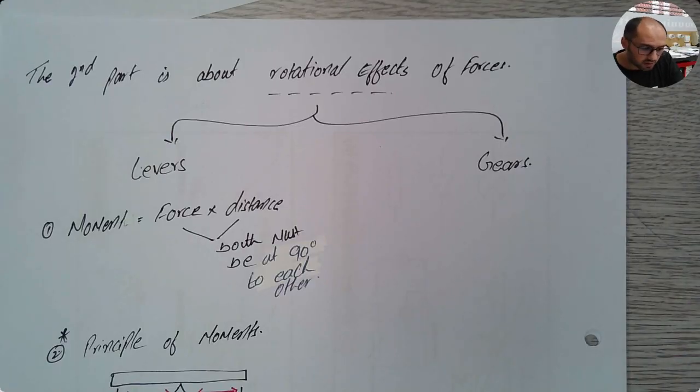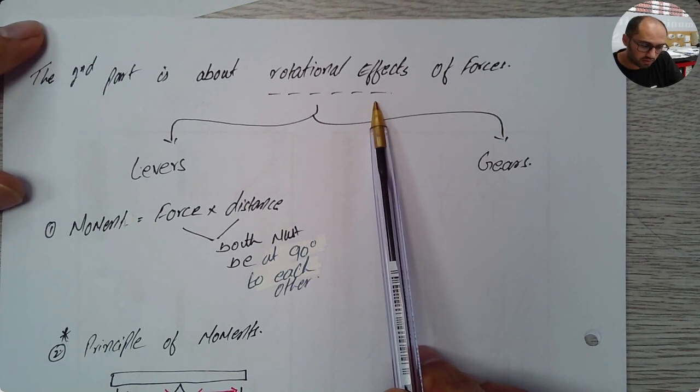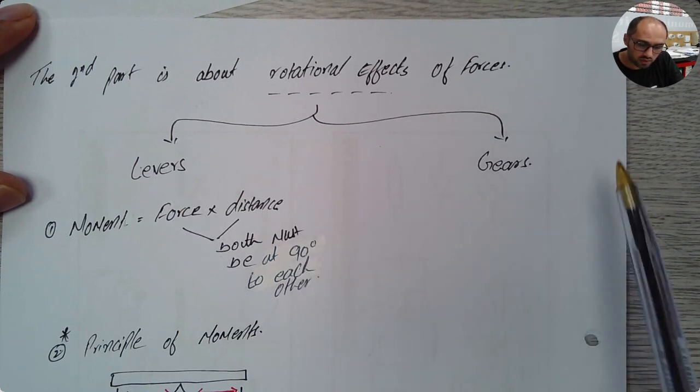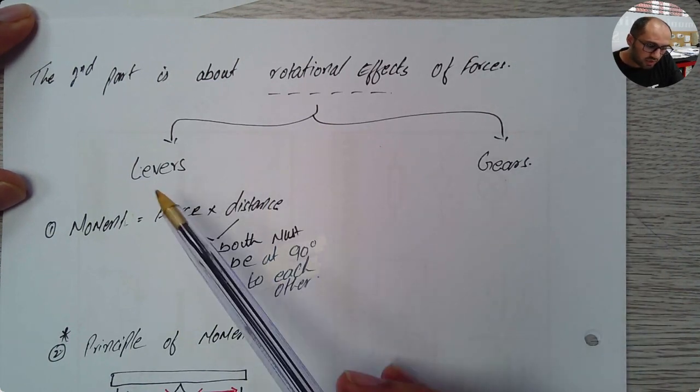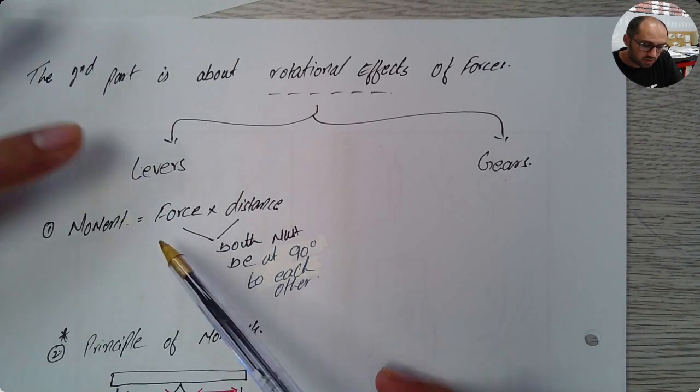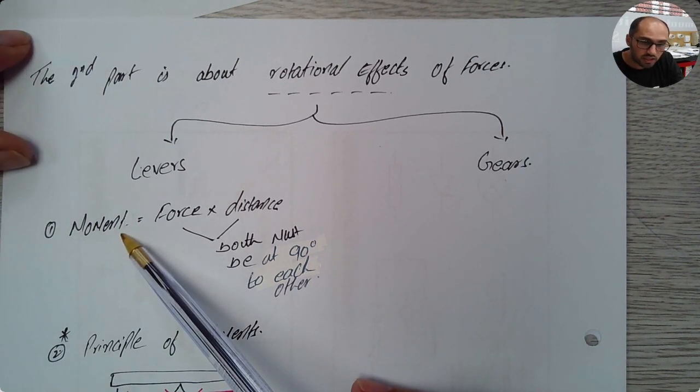The second part of this topic is about rotational effects of forces. When it comes to rotational effects, there are two sections to it. The first one is about levers, and the second one is about gears. Under levers, the first thing that you need to know is the use of equation for calculating moment.